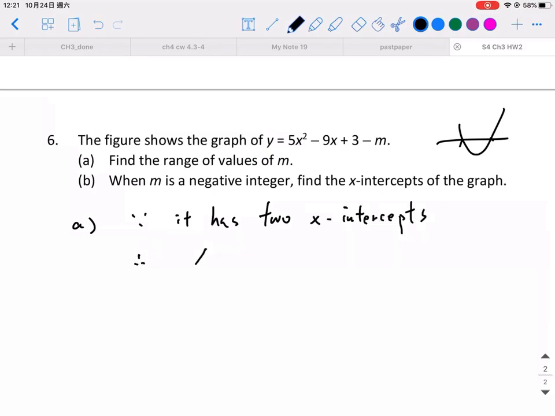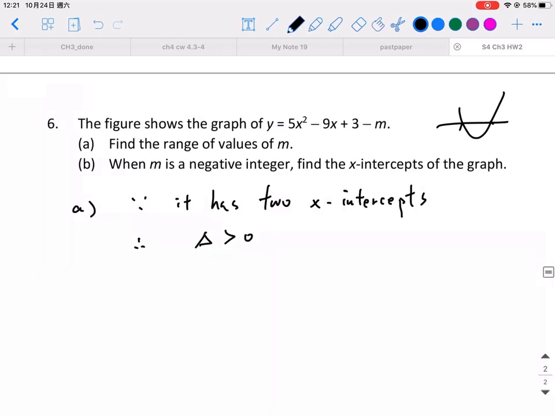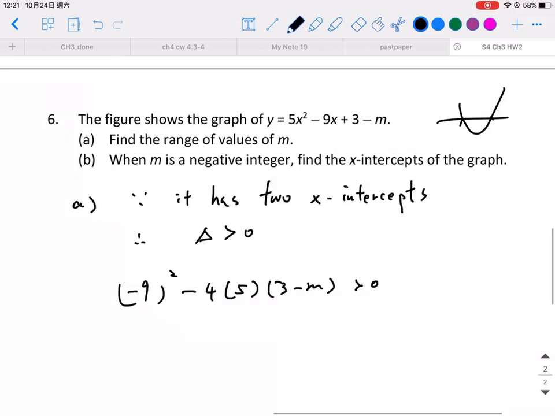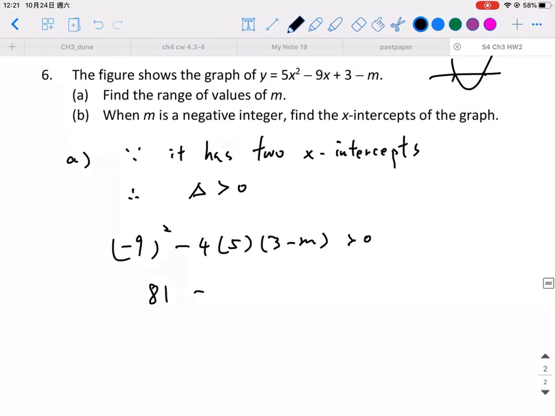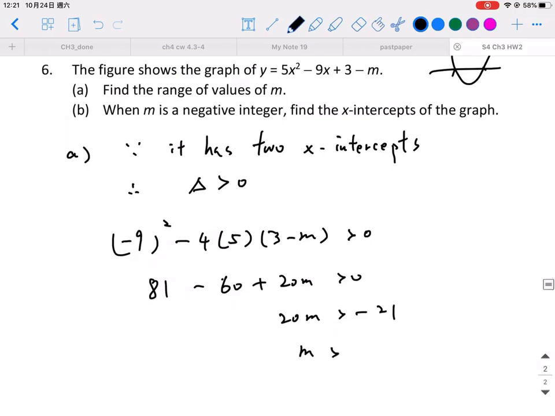Okay, so the discriminant must be greater than 0, and you just remember the formula. Okay, just apply the formula. B squared minus 4ac is greater than 0, and after you solve it, you can get the answer is minus 60 plus 20m greater than 0 and 20m greater than negative 21. So m is greater than negative 21/20.